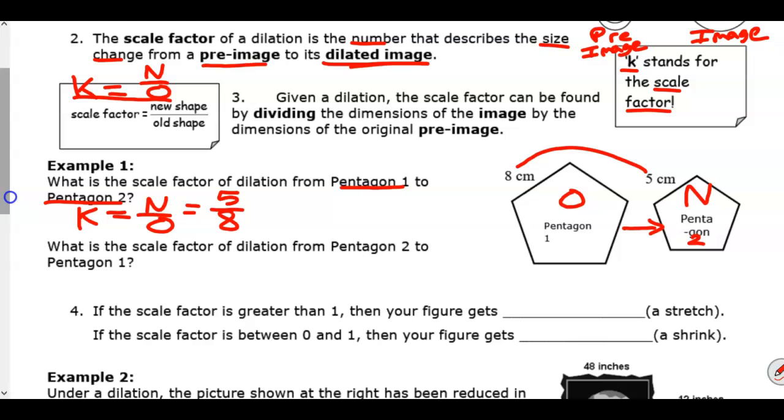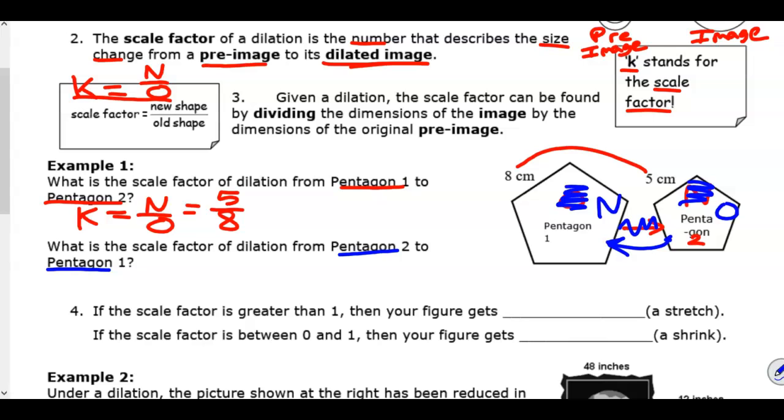Now, second one. What's the scale factor from pentagon 2 to pentagon 1? What changed? The order, right? So now, I'm going to scratch this out. Now it's going from 2 to 1. So now which one's new and which one's old? So if I'm starting here, this is my original. Put an O here. Going over here, that's my new one. Put an N here. So yeah, if they switch the order, just flip your fraction basically. That's all that's going to happen.